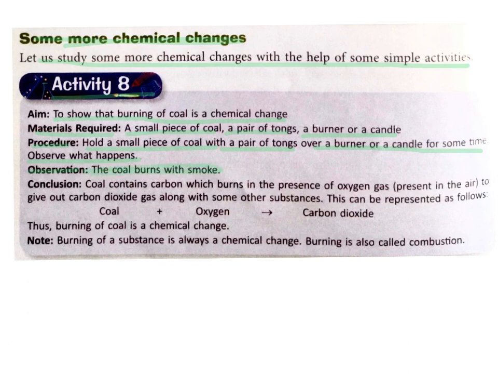I hope you all have seen how a coal burns. It gives out heat, light, and smoke. Conclusion: coal contains carbon which burns in the presence of oxygen. So here is the reaction. When coal burns, that means it reacts with oxygen, it forms carbon dioxide. So we can conclude that coal is made up of carbon, which reacts with oxygen to produce carbon dioxide.